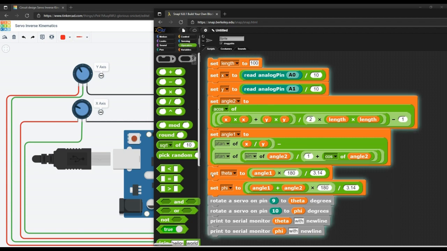Then after that I have taken theta, which is equal to angle 1, and phi, which is equal to angle 1 plus angle 2. Since angle 1 and angle 2 were in radians, I have converted them into degrees, and then I have rotated the servos accordingly to theta and phi. Then I've also printed it to the serial monitor for debugging purposes.